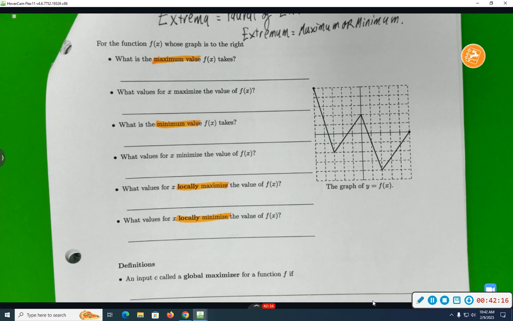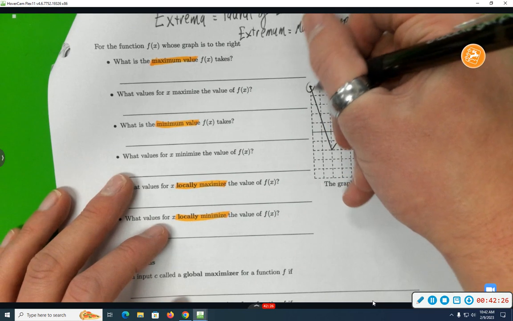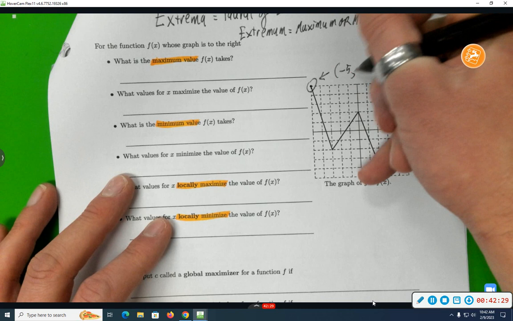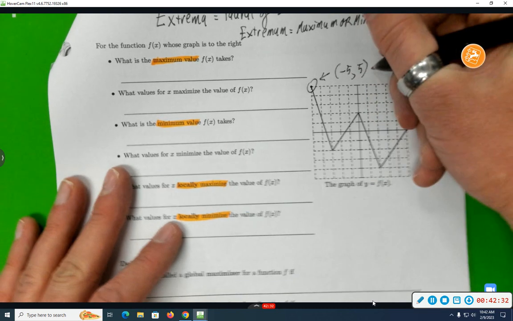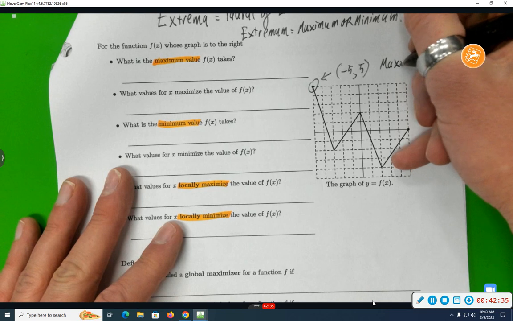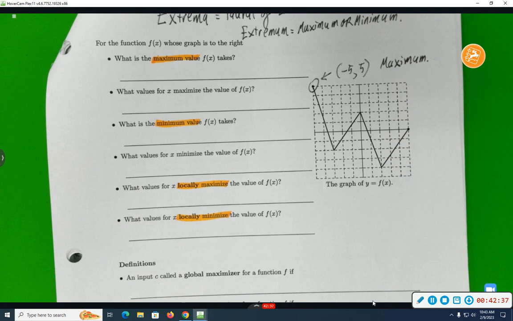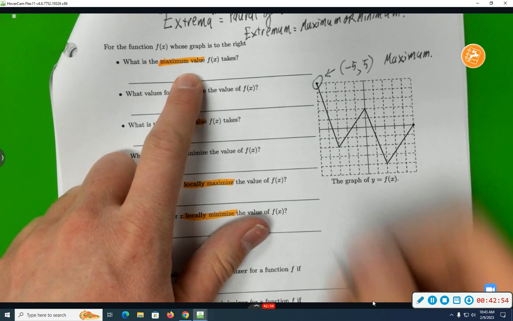And let's just convince ourselves that we know what these all mean. What is the maximum value that this function takes? Alright, so you just gave me everything: -5, 5. And this is related to the maximum. So you told me everything, but I only want one of those. So for -5 and 5, which of those is the maximum value? 5. When I ask for the maximum value, I just want the value. The maximum value this function takes?